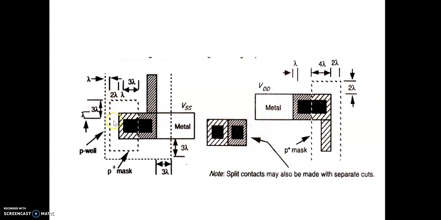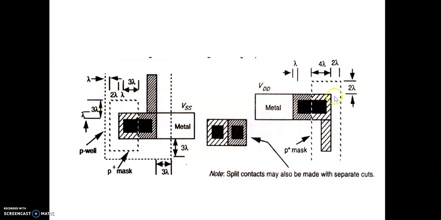Again, in that case here, the well has to be extended 3 lambda below the metal, and here also from the diffusion it has to be extended beyond 3 lambda, and the difference from this end to this end is 3 lambda. And here the spacing between the well and mask, as I said, is 1 lambda.